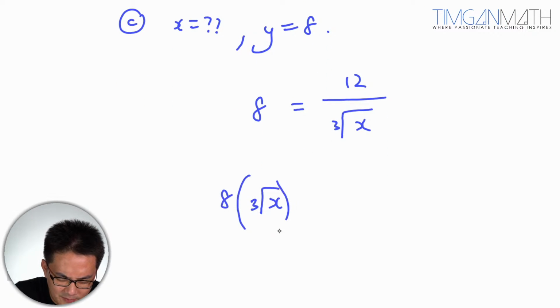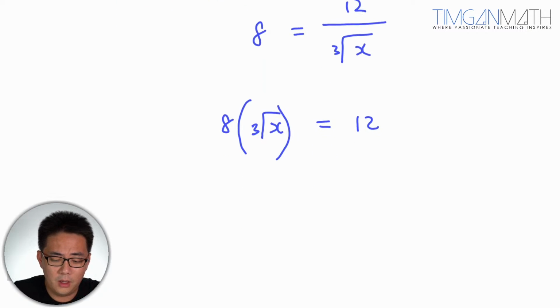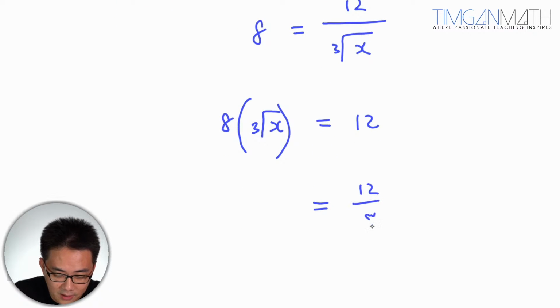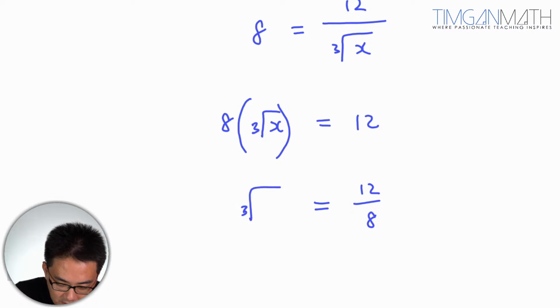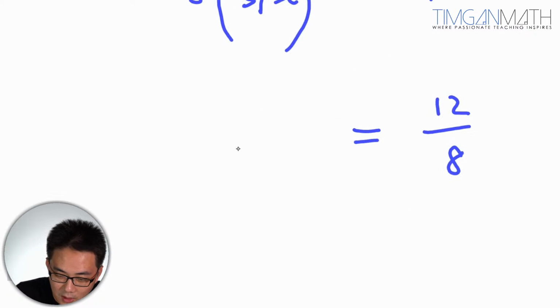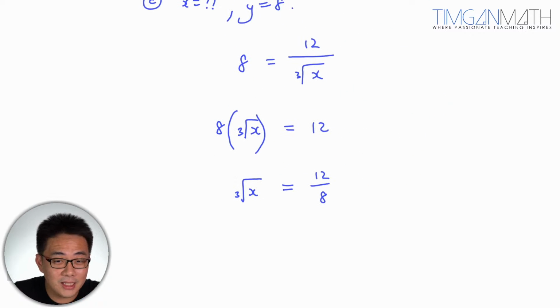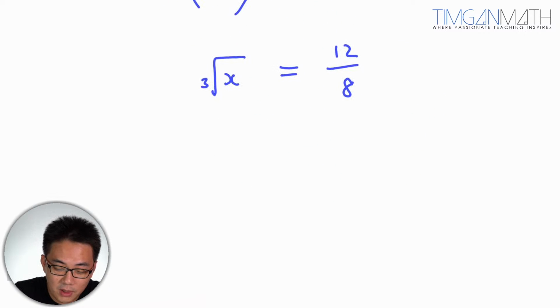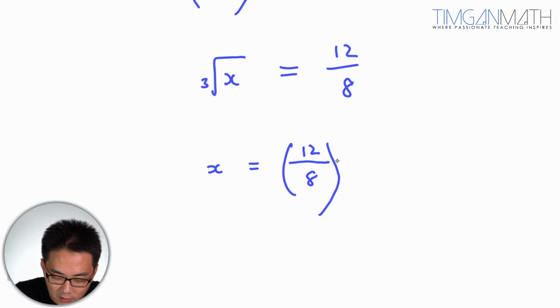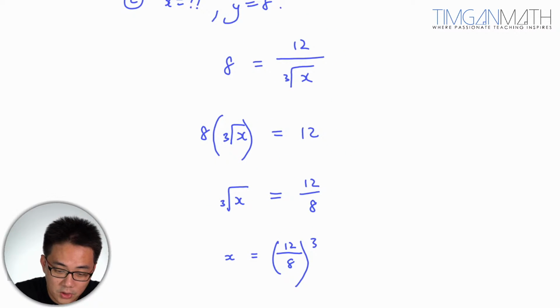This is 8 equals to 12. So this will be 12 divided by 8. And this is cubic root of x. Okay. So to get my x, I just need to cube both sides, right? So cubing both sides will be x equals to 12 over 8, to the power of 3. Okay. So I'm just cubing it like that.